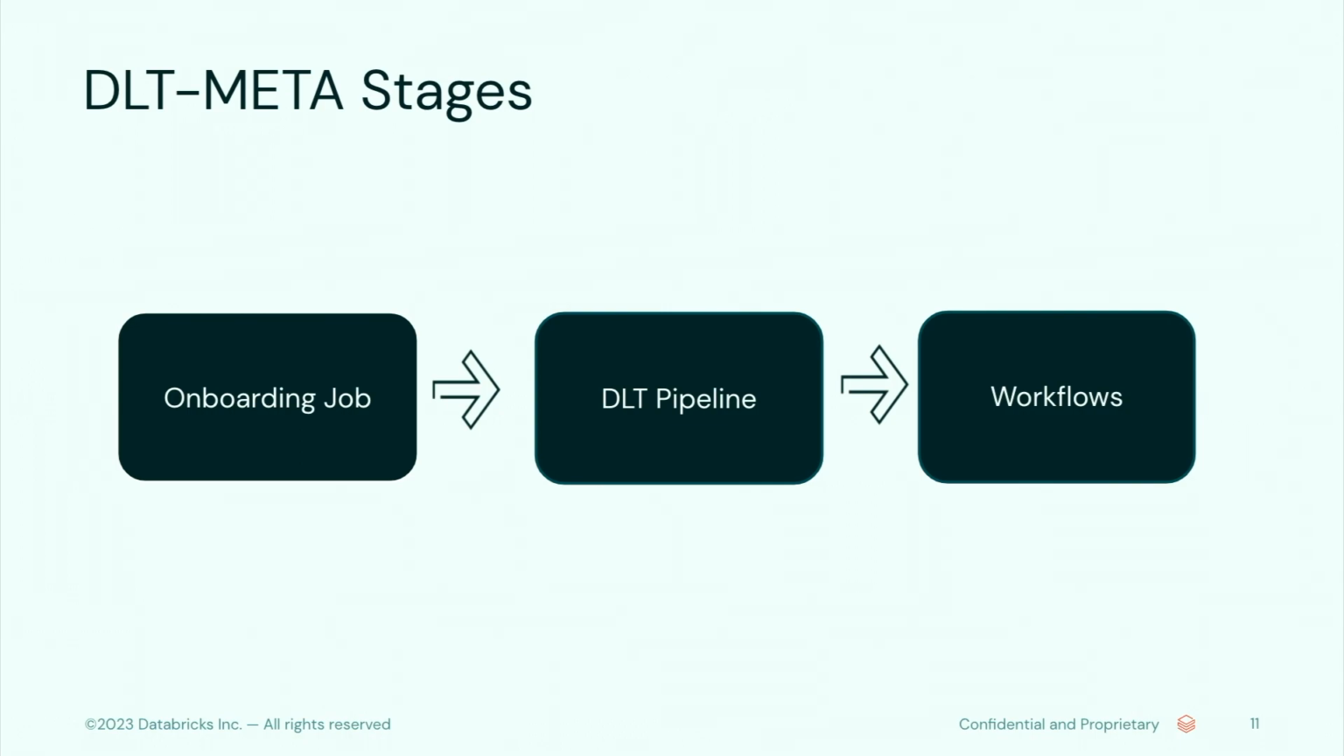So in general, DLT meta has 3 major stages. One is the onboarding job, where you get the metadata information, and it gets translated into the data flow spec delta table. That data flow spec delta table feeds into the generic DLT pipeline to create and launch your DLT pipeline. And for the gold layer, or other tasks that have dependencies on your DLT pipeline, you can always call them as separate tasks in workflows and orchestrate all these tasks together.